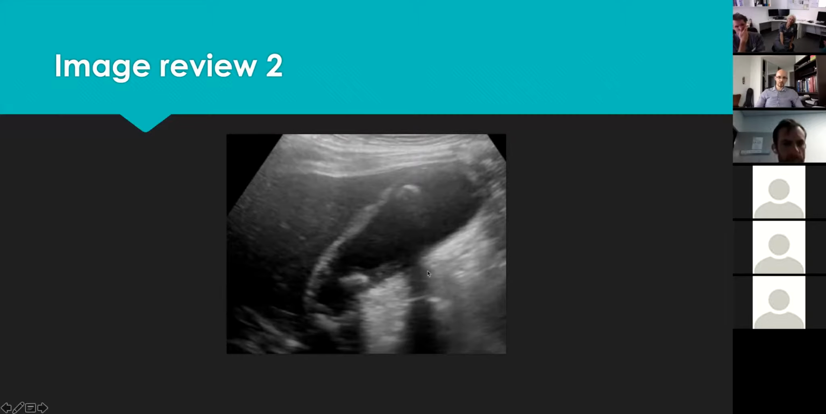So there are two stones there. One is with this clean shadow, and one is with this clean shadow. So this is the shadow. And that area with the dirty sort of shadow after it, both of them are just the junction of the gallbladder with the duodenal gas.